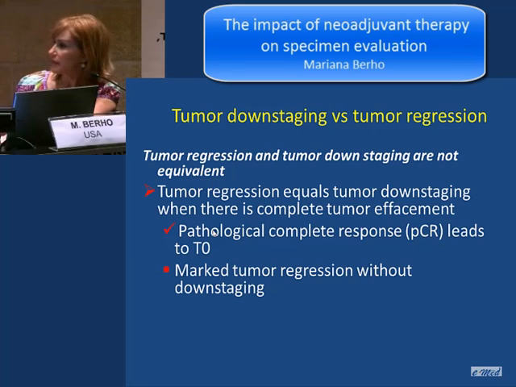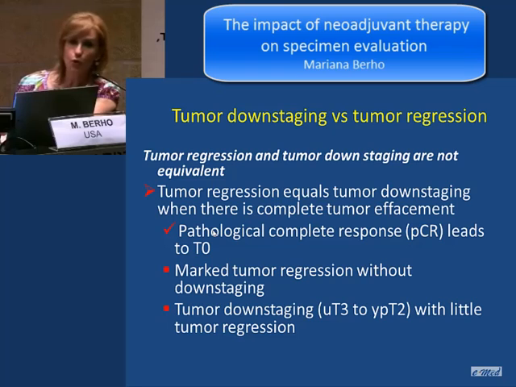Other than that, we sometimes can have marked tumor regression, so only a few glands remaining, but without downstaging, and I'll show you an example. Or we can have tumor downstaging, let's say a patient that started with a clinical T3 and now has a pathological T2, but still we have tons of tumor left in the muscularis propria.